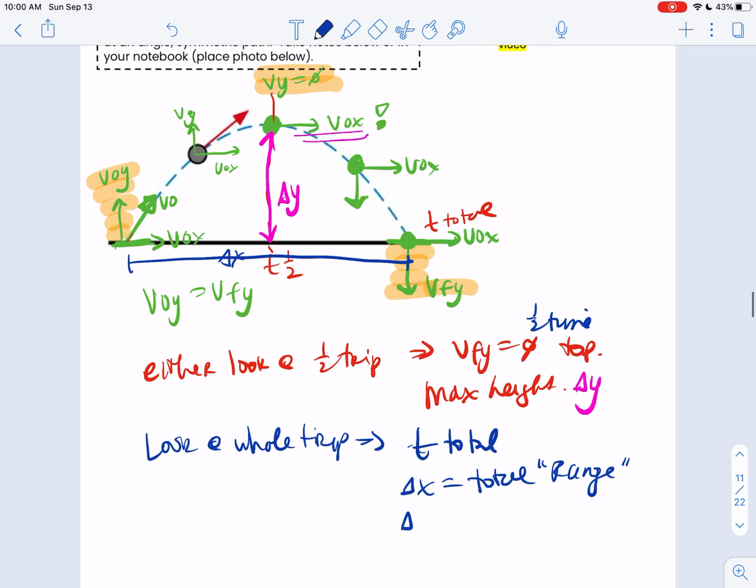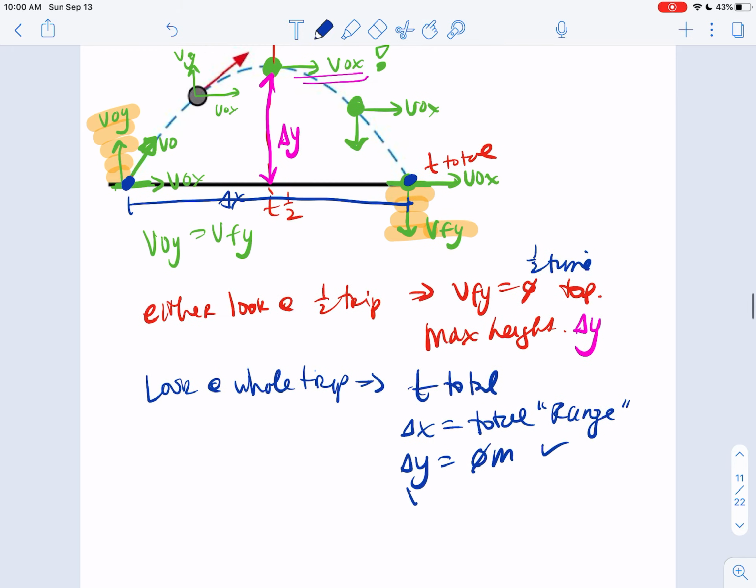Okay, a handy thing to know is what's the delta Y for the whole trip? 0. Okay, and yes, you just plug in a 0, and yes, it works. You don't have to worry about, but what if it went? No, it doesn't matter. It started at the ground, it ended at the ground, the delta Y is 0. That's a handy thing to know, okay? And then you could find the V final Y as it hits the ground, right? That would be a whole trip thing.